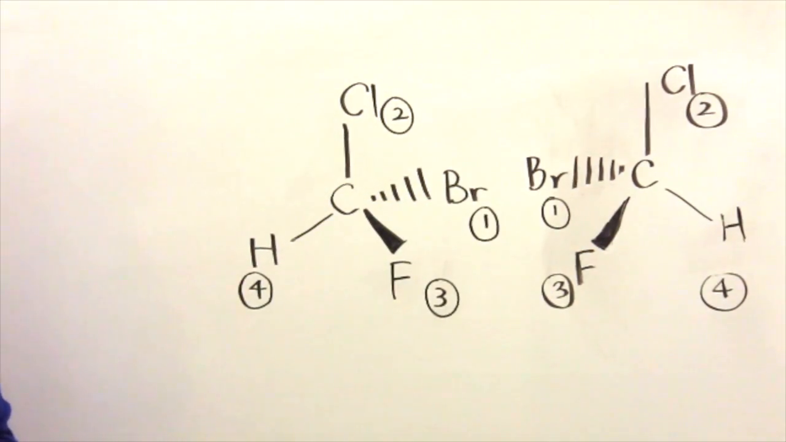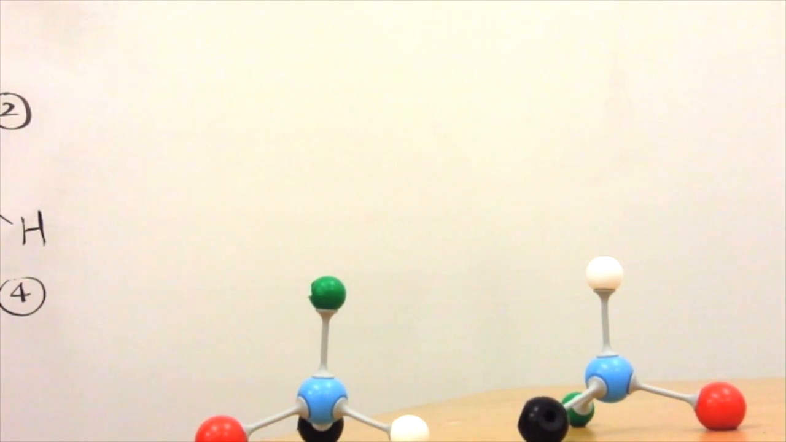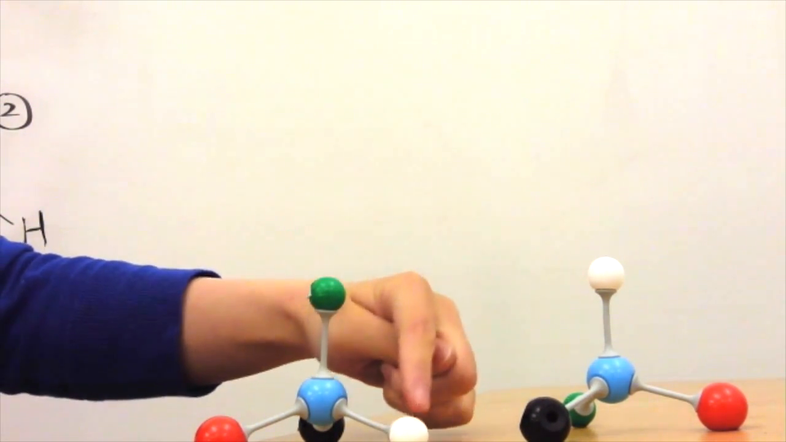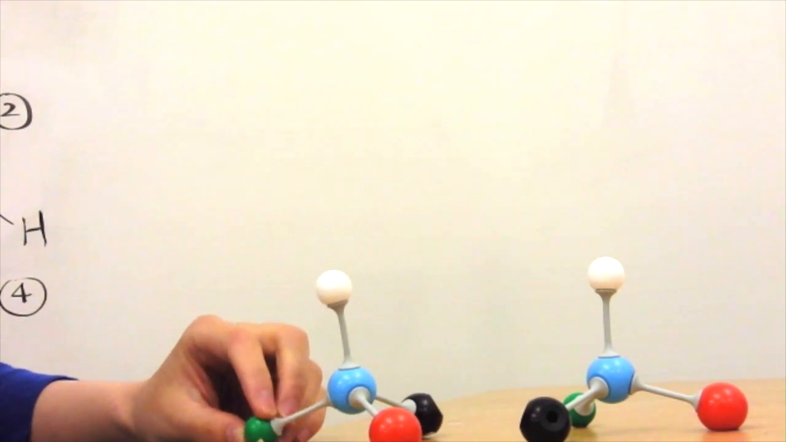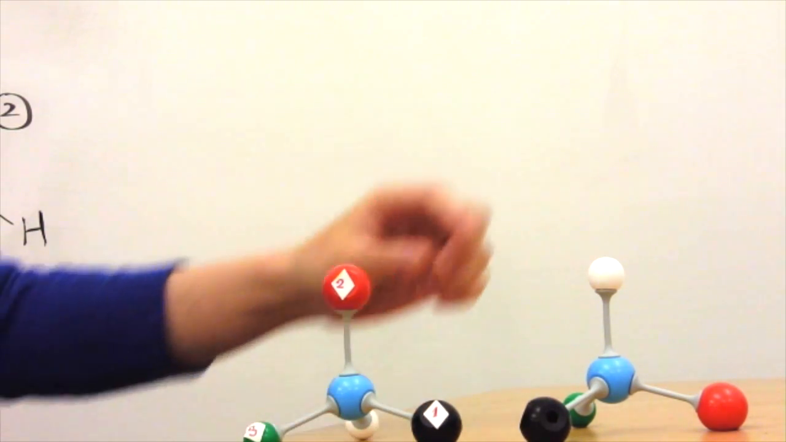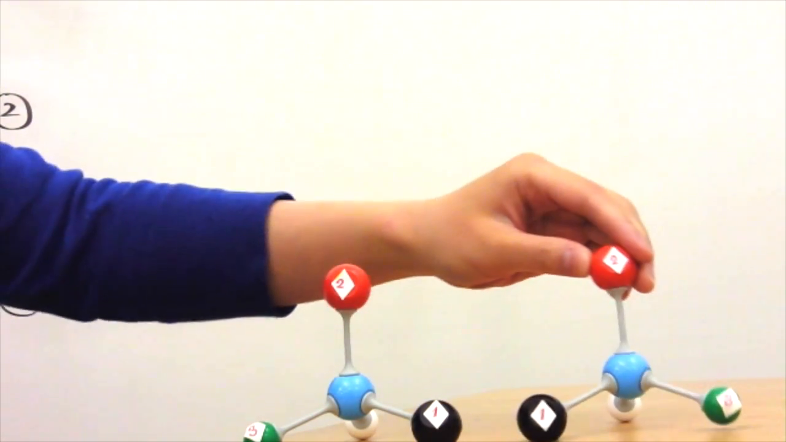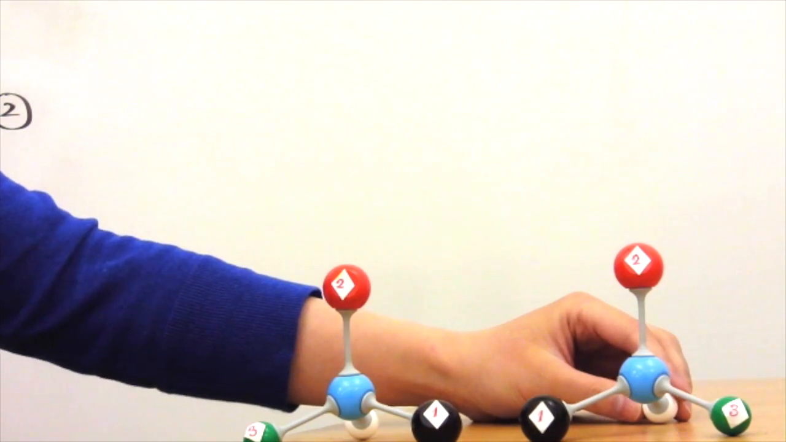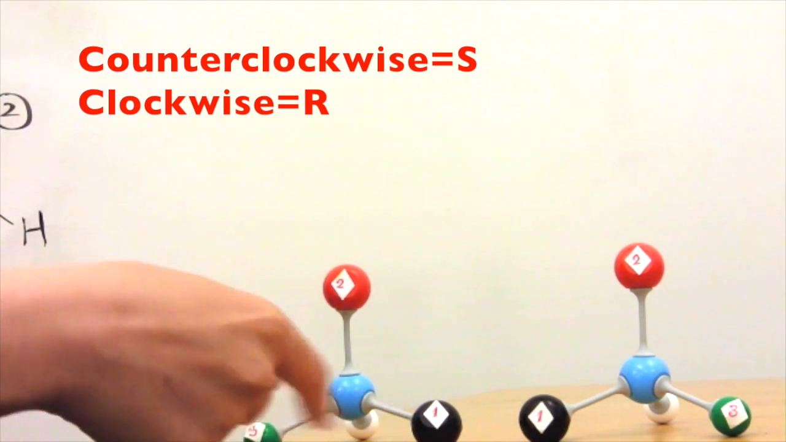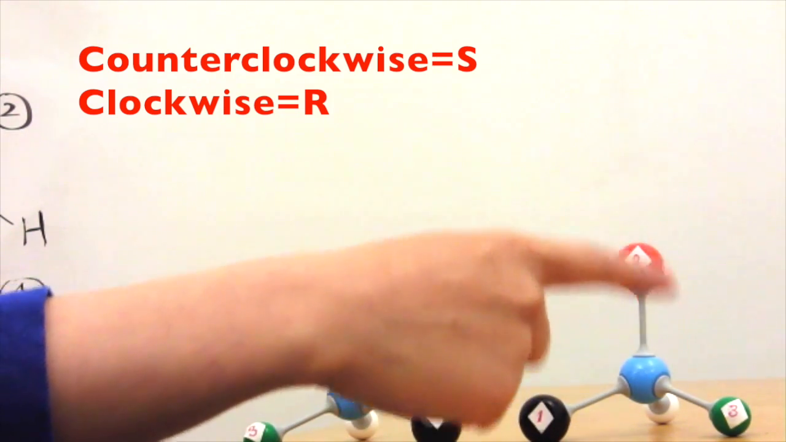Secondly, the molecules. In order to decide which one is R, which one is S, we rotate the molecule so that number 4 is pointing away from us. And then we count 1, 2, 3. If it is counterclockwise, it is S. If it is clockwise, it is R.